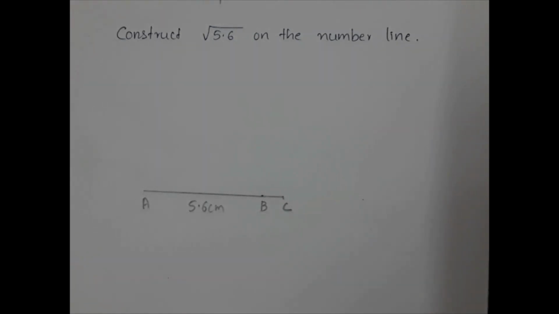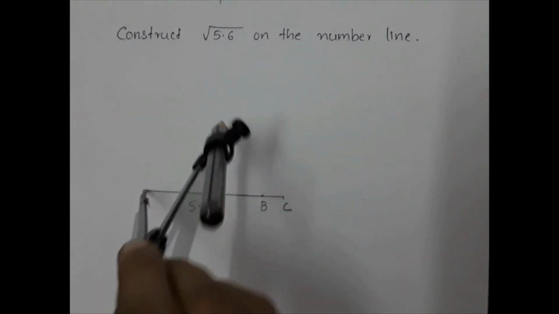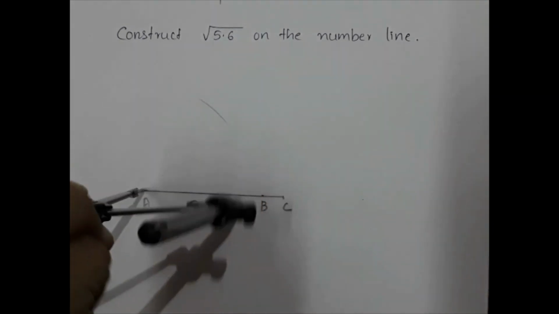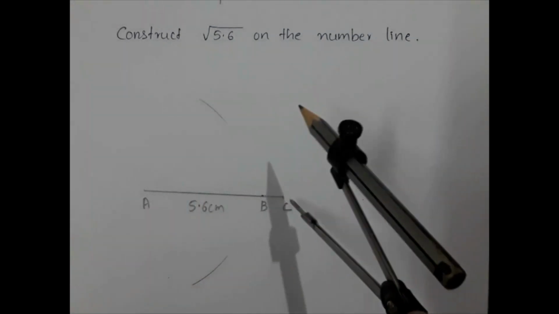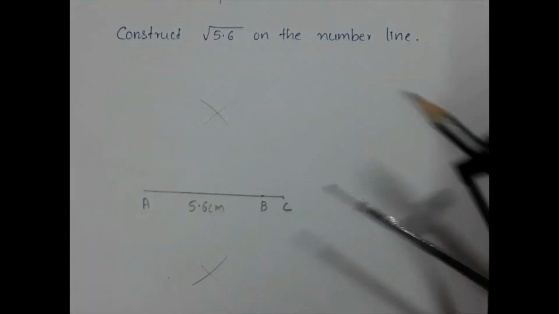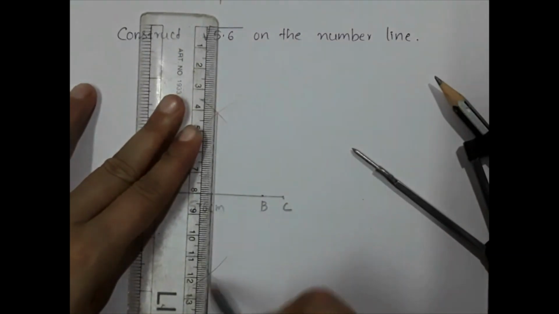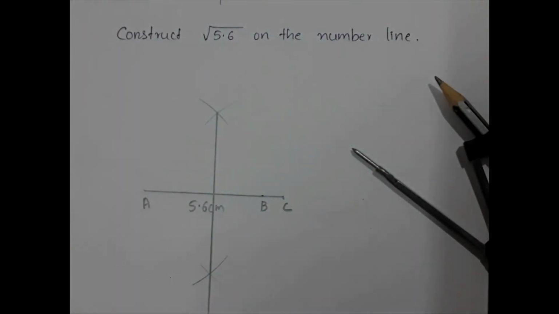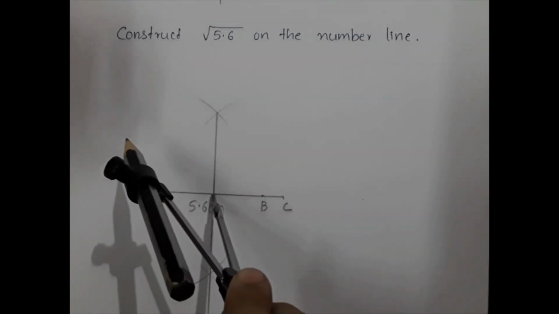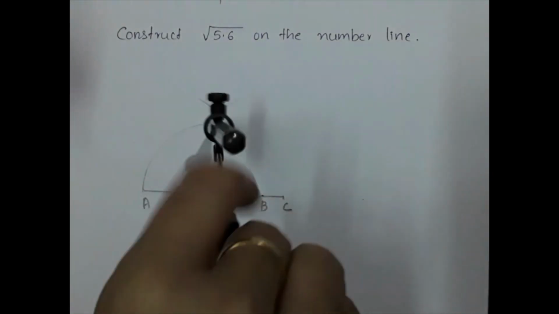So then what you have to do is draw the perpendicular bisector. That is, taking more than half of the line AC, draw the arc on the top and bottom. Then from the point C, don't forget to take the point C, top and bottom, one more arc, and then join these two arcs. Okay, then what you have to do? Similarly, draw the semicircle, marking this as the center and this as the radius.